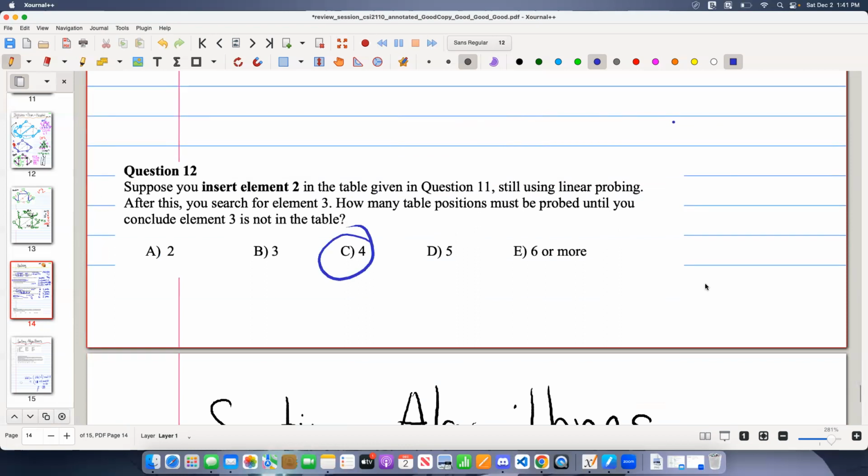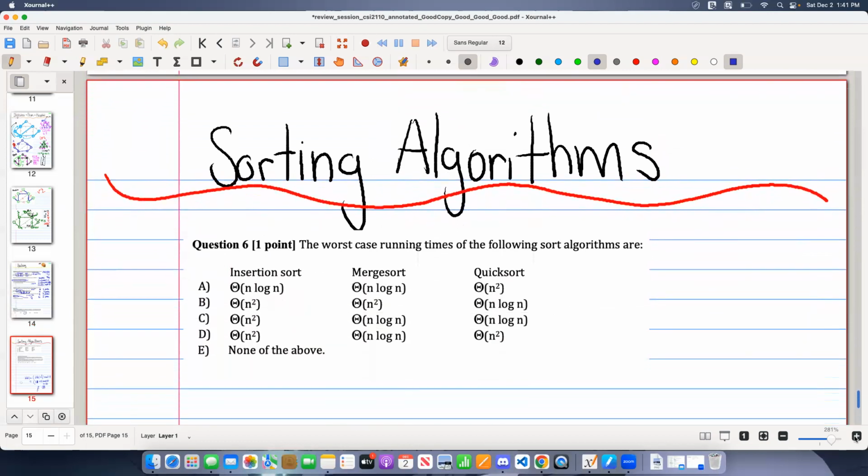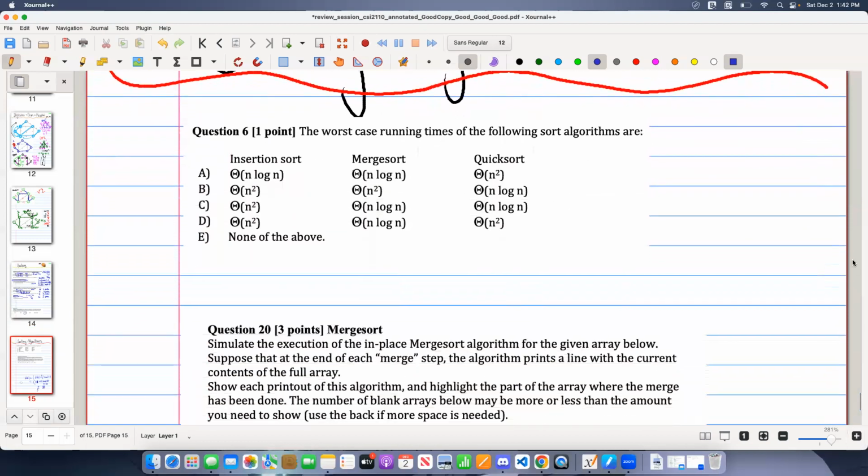4. Perfect. Now just quickly going through sorting algorithms. Most likely you will have a question similar to this on your final. Let's start. Insertion sort, merge sort, and quick sort. What is the worst time complexity? Well, you can just go through. You know the insertion sort is quadratic. If you see this, this is theta, it's similar to O. Don't have a headache thinking about it, you got this. You know that it's n squared.